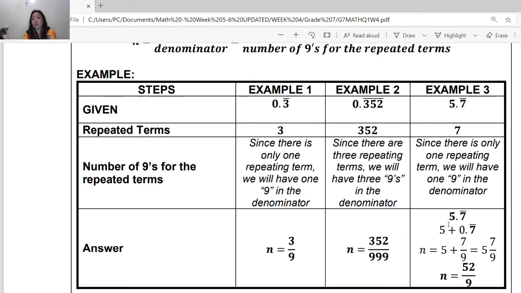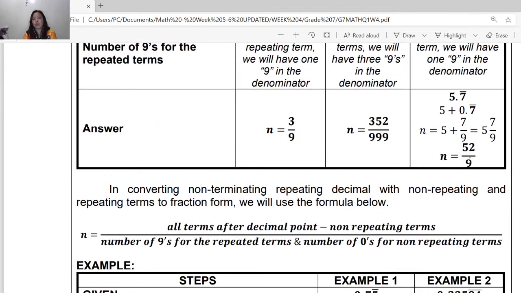So we have here 5 plus 0.7, so we have 5 plus 7 over 9. Only one term is repeated, so we have only one 9, and that is 5 and 7 over 9. Then converting that, multiplying 45 plus 7 is 52 over 9. That is in improper fraction, with one 9 because only one number is repeating, so therefore only one 9.